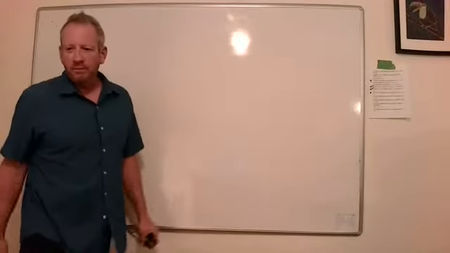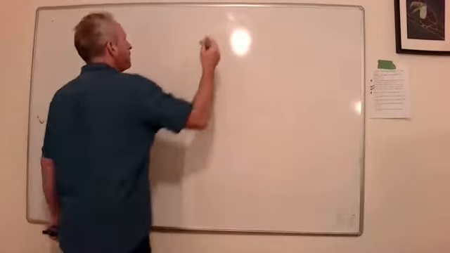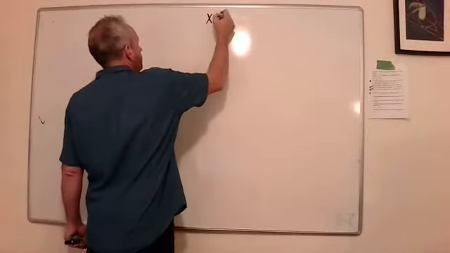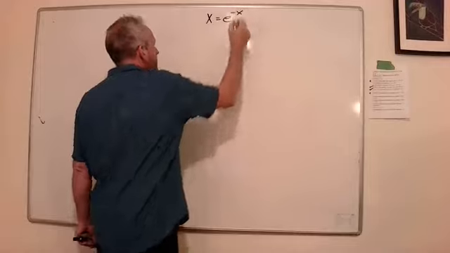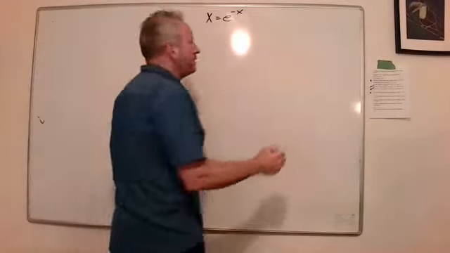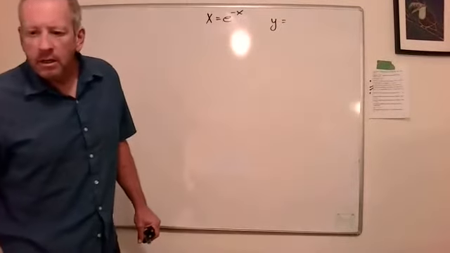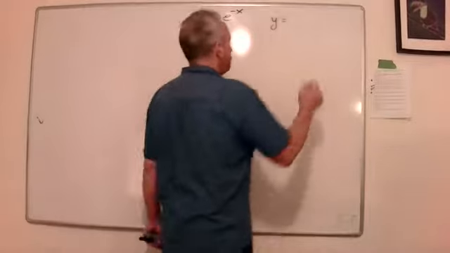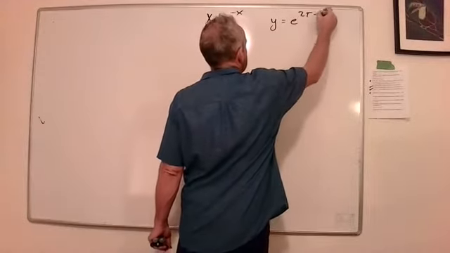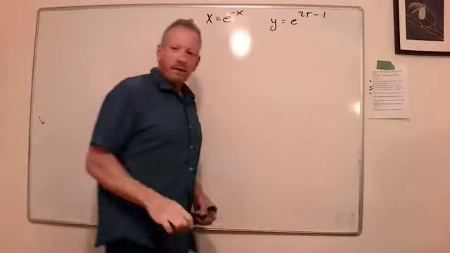Start with a fresh, clean board here. x equals e to the negative t. Let's see. x equals e to the negative t, and y equals e to the 2t minus 1. I wonder if I copied this one out of the book. I'm not sure.